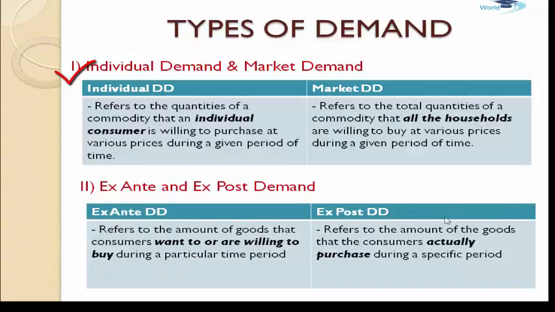The second type of demand is ex ante and ex post demand. Ex ante demand refers to the amount of goods that consumers want to or are willing to buy during a particular period of time. It is planned or desired amount of demand. Whereas ex post demand refers to the amount of goods that the consumers actually purchase during a specific period.